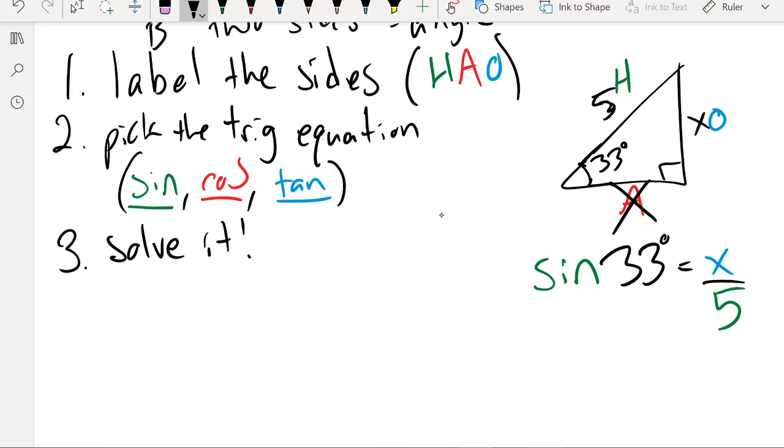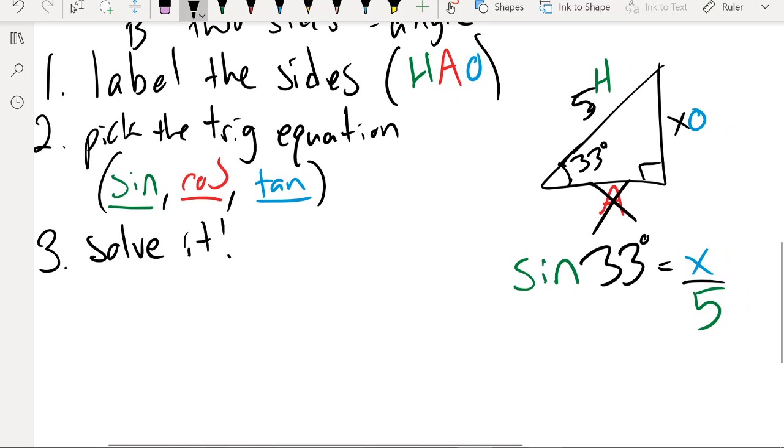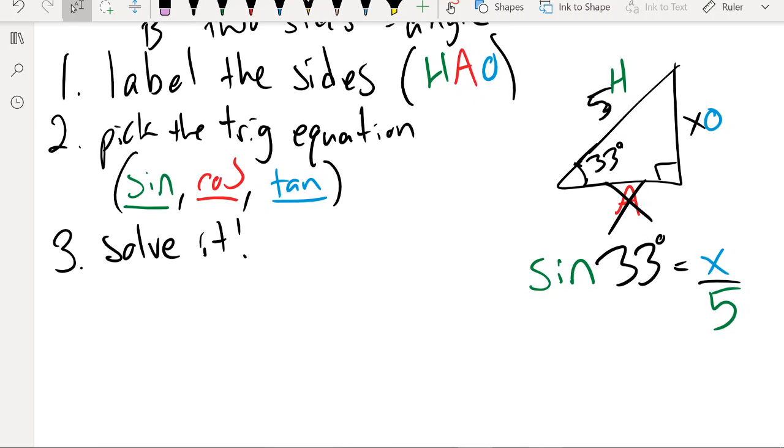And if you are solving for a missing side, you're always going to multiply by whatever the bottom number is, aka the denominator, in order to solve for x or whatever letter you're solving for. Now, if you're solving for theta, if you don't know what the angle is, but you know what the two sides are, then you'll just take the inverse sine or cosine or tangent.